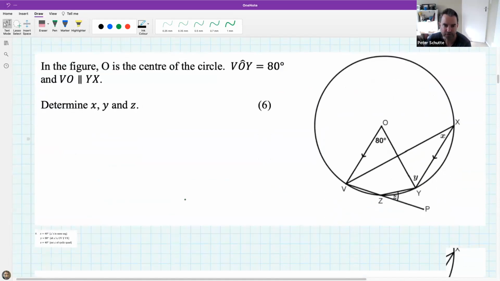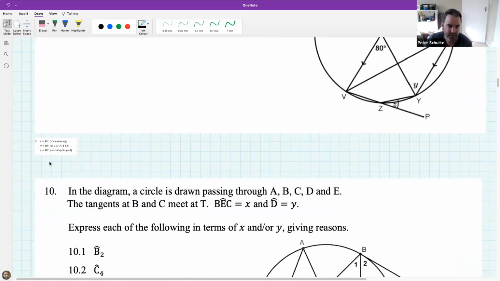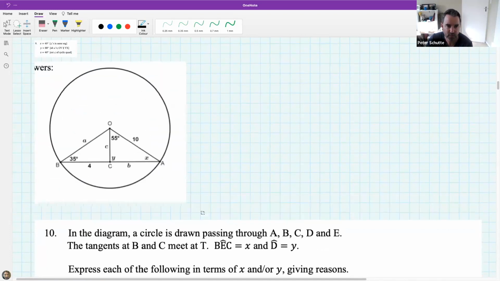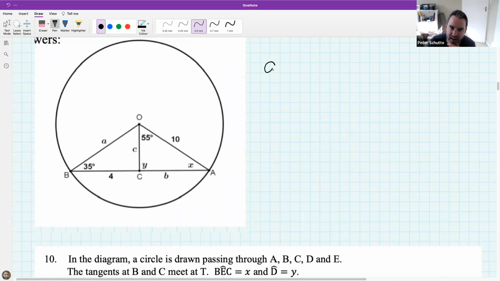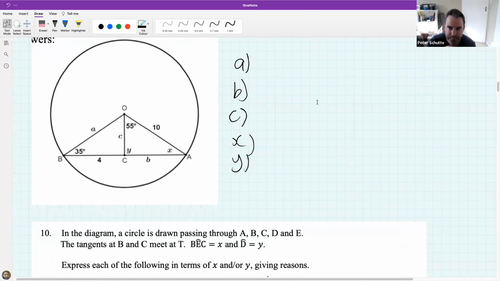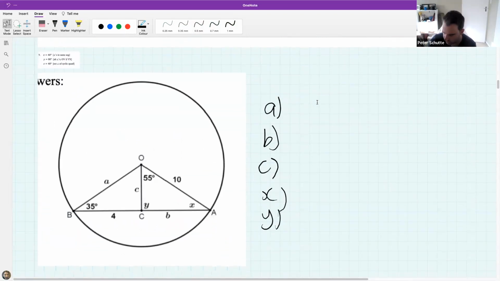I want you to find for me the value of, let's do this one. Find me the value of A, B, C, and X and Y. I want you to provide reasons for that. So you're given the circle, and I want you to find me the value of A, B, C, X, and Y. And off we go.